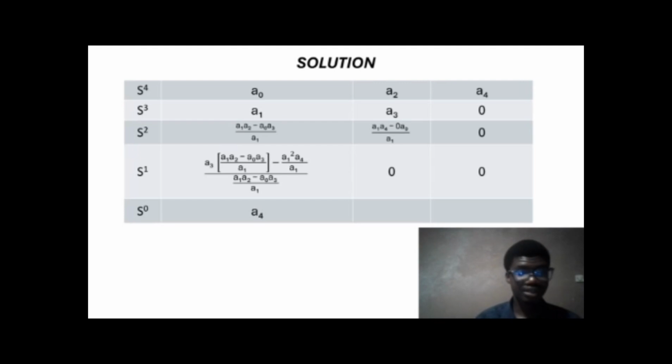So the final step, which is S0. By the time you reach the bottom, the calculation has simplified significantly. The last non-zero coefficient A4 essentially drops down to the S0 position.